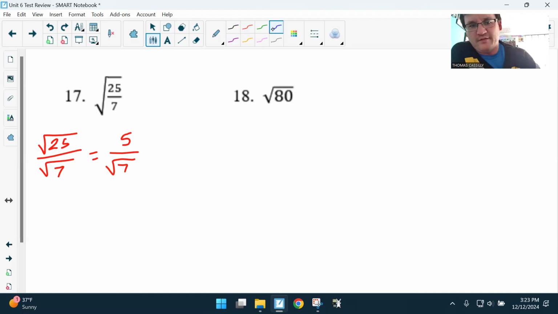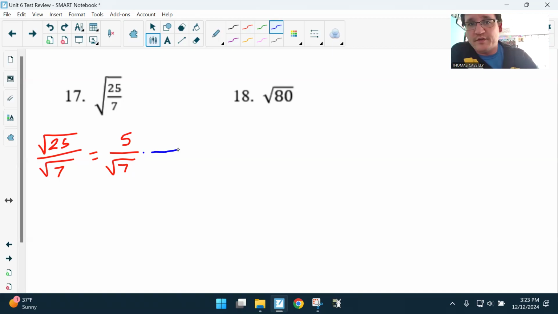We do not like having this radical in the denominator. All right, it makes dividing things very difficult, especially if we have to do it by hand. A lot of times we round, and we don't like rounding, so it's good math to put that square root of 7 in the numerator. So how do we do that?